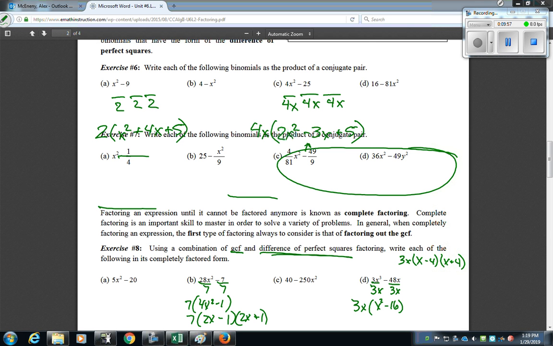So sometimes we'll talk about completely factored form. And usually when they refer to that on a test, it means you're going to have to do 2 different types of factoring. So let me know if you have any questions, and good luck with this assignment.